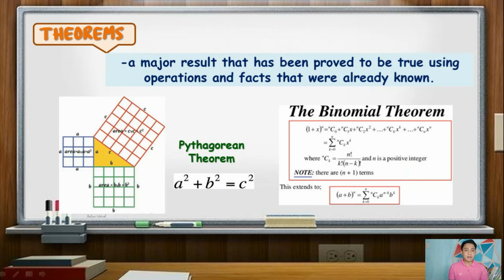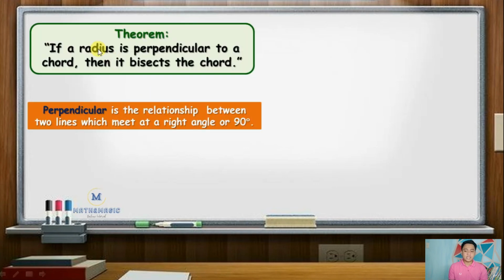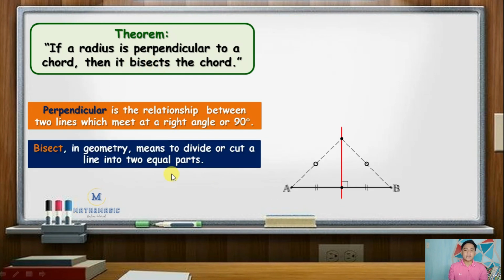For the first theorem about circles, this shows the relationship between the radii and chords of a circle. It says that if a radius is perpendicular to a chord, then it bisects the chord. In case you are not familiar with the terms perpendicular and bisect, when we say perpendicular, it is the relationship between two lines which meet at a right angle or form 90 degrees. Meanwhile, bisect in geometry means to divide or cut a line into two equal parts.